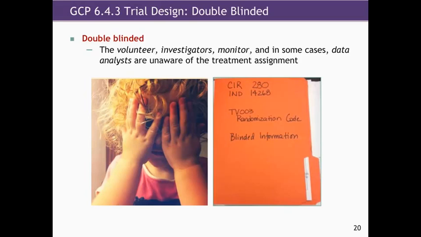So GCP defines double-blinded as the volunteer, the investigator, the monitor, and in some cases data analysts are unaware of the treatment assignment. That sounds like a lot more than double, but it refers to the fact that both sides, the volunteer side and the individuals who evaluate the response, are blind to the treatment assignments. But someone knows the code. So it's blinded to those that are doing the evaluation, but a code does exist.